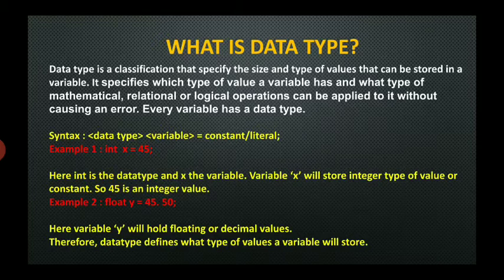Similarly, if you take example 2, in this, the data type is float. y equals 45.50. So float means it will store decimal values. So y is a floating type data type and it will hold floating or decimal values. Therefore students, data type defines what type of value a variable will hold.